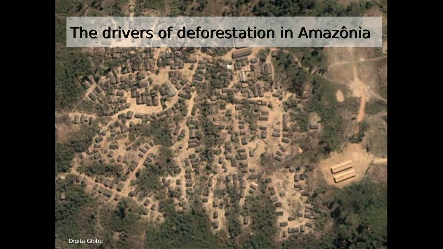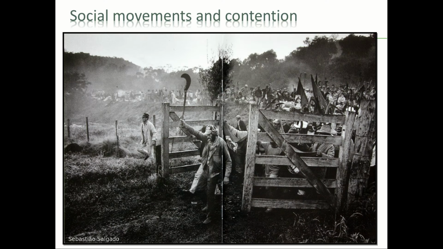But I'm arguing in my research and in this presentation that another driver of deforestation can be land occupation, even things like this, which is a land occupation in the eastern part of the Amazon, where people have set up basically a town. And these can lead to deforestation, increased deforestation in a number of ways. So when I talk about land conflict, what am I talking about?